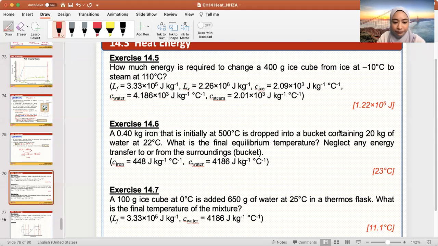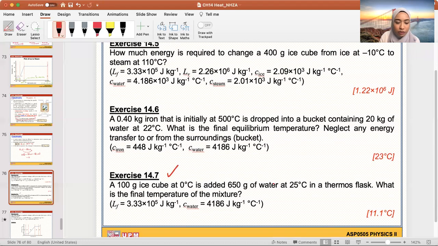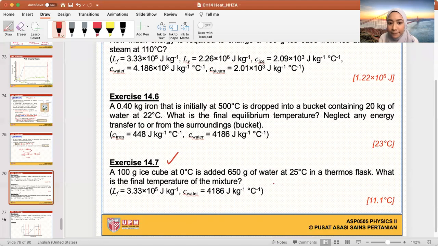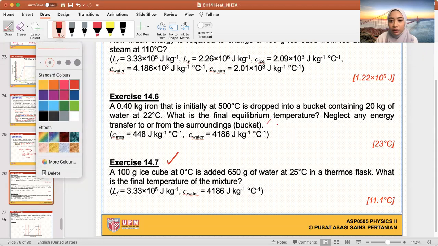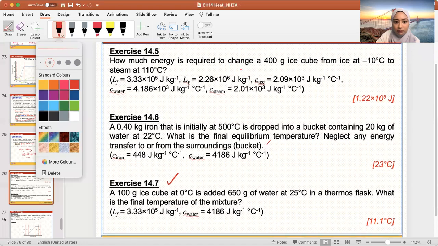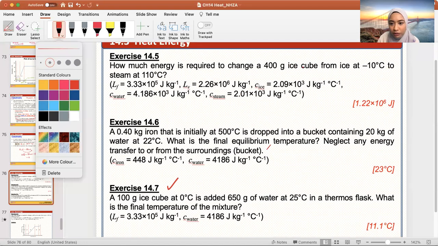Okay, this one. This is the question on calorimetry. Okay, so 100 gram. Okay, this point. Soalan ni pun calorimetry juga. Okay, how do I know? Okay, let me tell you how to identify. Okay. How much energy is required to change 400 grams of ice cube from ice at -10 degrees to steam?